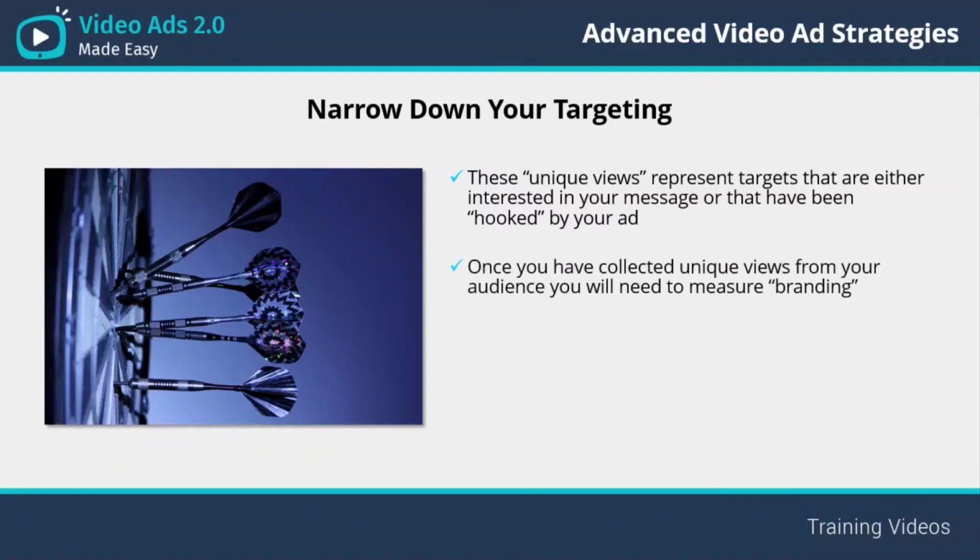Once you have collected unique views from your audience, you will need to measure branding. Branding is how relevant your message is to your target audience, and you can track this metric by looking at how many likes, comments, and shares your video ads are getting from your qualified audience on each channel and placement. Lastly, you will need to look at conversions, which is simply the number of times that your qualified targets have completed your desired actions, which could be a click-through to your website or even a purchase.